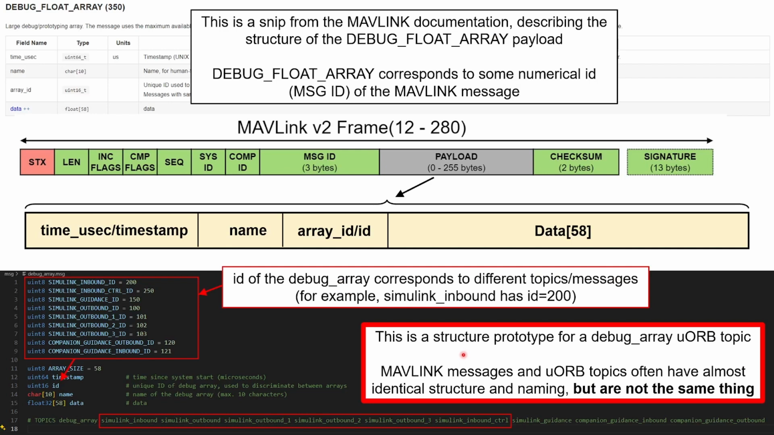All right, so let's talk a little bit about why this structure was picked. In reality, in the firmware itself, in the PX4, in the Simulink model, what you're doing is accessing what's called a debug array, or in Mavlink it's referred to as the debug float array. And again, there is a corresponding topic inside of the PX4 called debug array. So these are two different things. That's very important to understand.